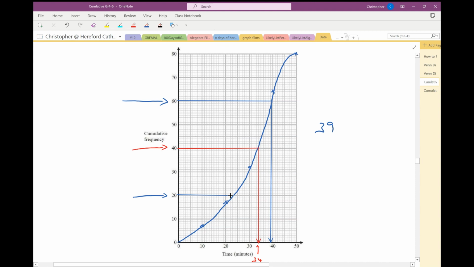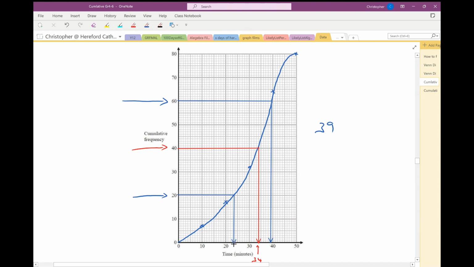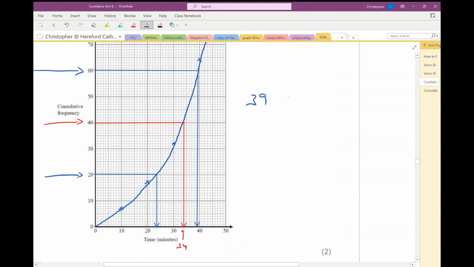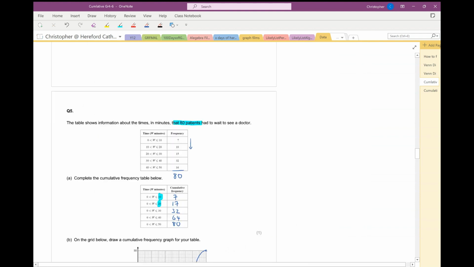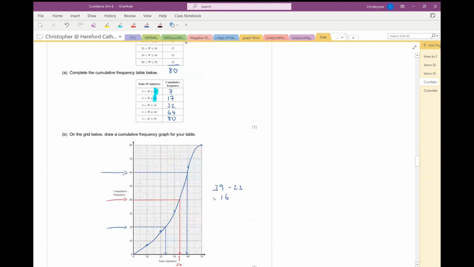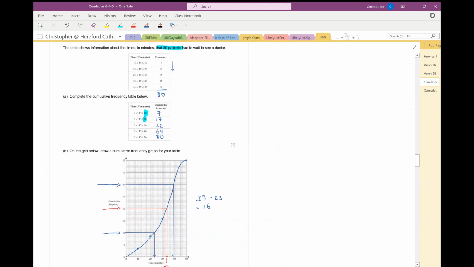The 20th patient has waited, what's that? 23 minutes, 24 minutes? I'll call it 23. So my interquartile range is 39 minus 23, which is 16 minutes. Okay, and that completes question 5. How many marks do I get for that? 6 marks for that question. Well, that's a valuable 6 marks towards your overall grade.